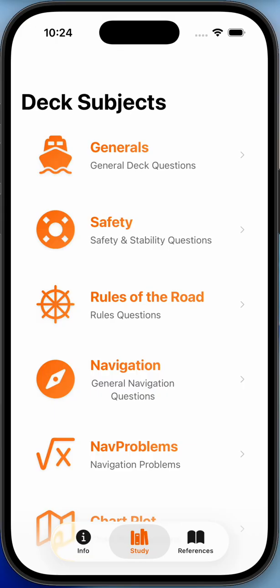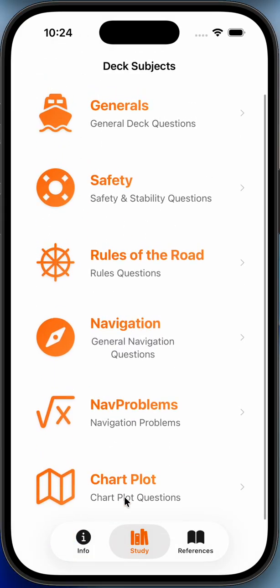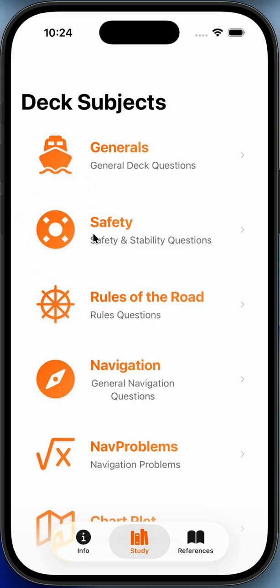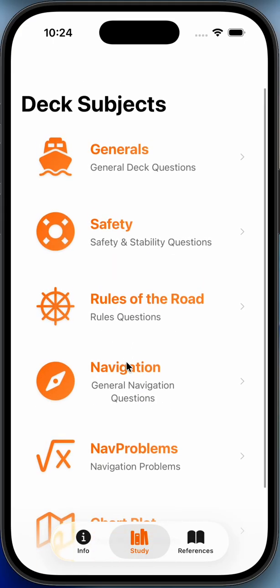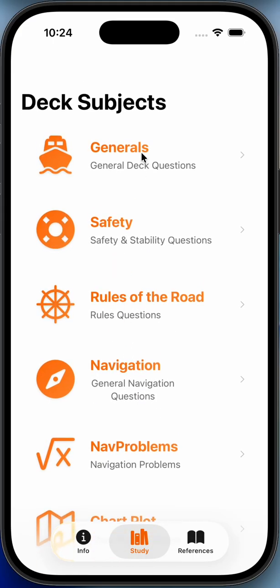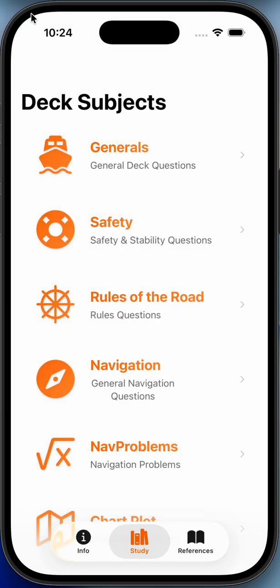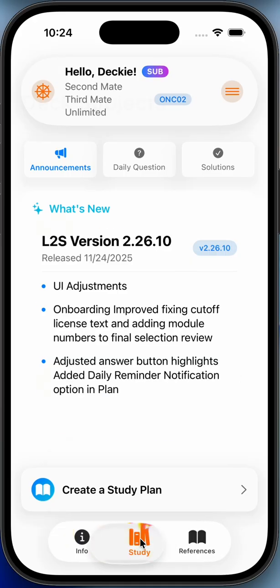It's into subjects. So we have general, safety, rules of the road, navigation, nav problems, chart plot. On the engine side, you're going to have generals, safety, electricity, motors, steam, and gas turbines. And I've divided it up into subjects and sub-subjects. There's only one sub-subject for generals under third mate license because we're studying for the third mates.